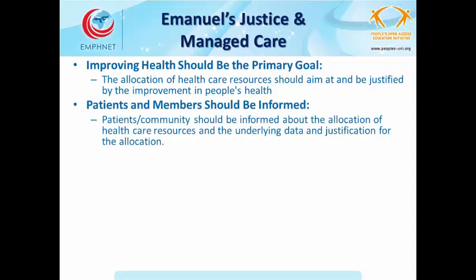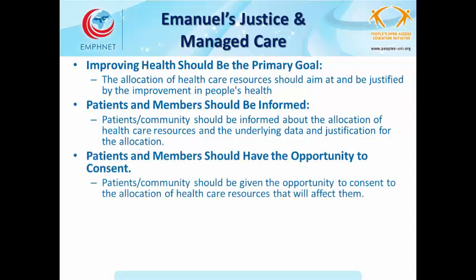Second is, patients and members should be informed. This is very important again. It brings us to the informed consent example that we've just mentioned a few slides ago. So the patients of the community should be informed about the allocation of the health care resources and the underlying data and justification for such allocation. So people should know why we are going to give this resource to this region and not to that region. Patients and members should have the opportunity to consent, so that we should have some sort of community consent or even individual consent.